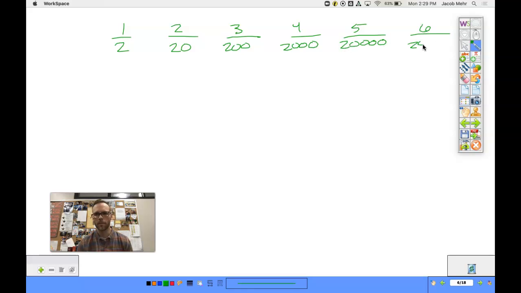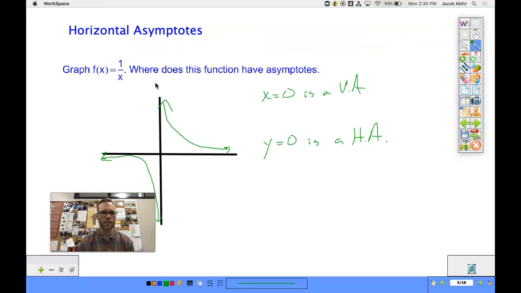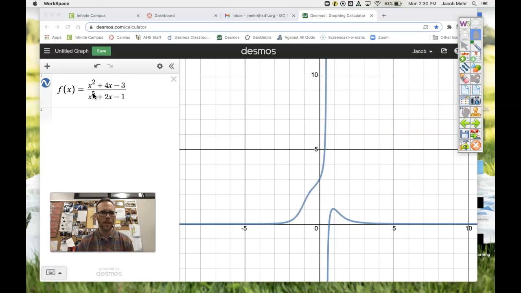What's happening to this fraction? Well, it starts at 0.5, then it goes to 0.1, then 3 200s, then 4 2000s, 5 20,000s, 6 200,000s. Those numbers are getting closer to 0. The denominator is winning this battle, and it's making the fraction get smaller and smaller and closer to 0. If the degree of the denominator is bigger than the degree of the numerator, the denominator wins, and it goes to 0. If the degree of the numerator is bigger than the degree of the denominator, the numerator wins, and it goes off to infinity.